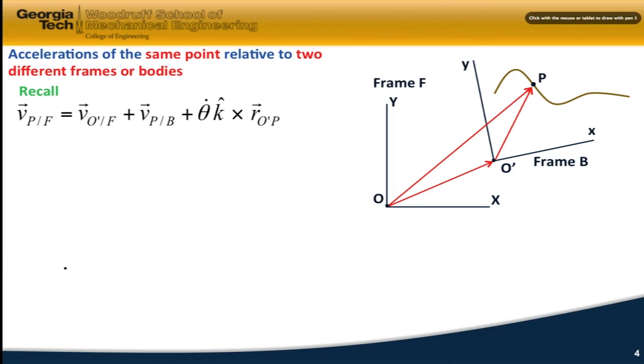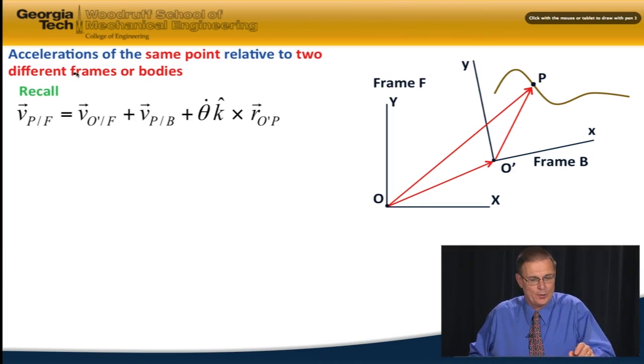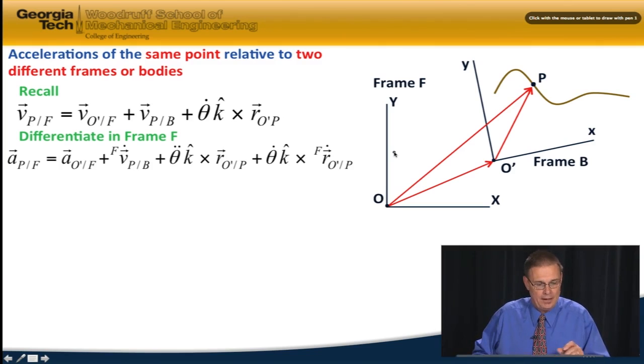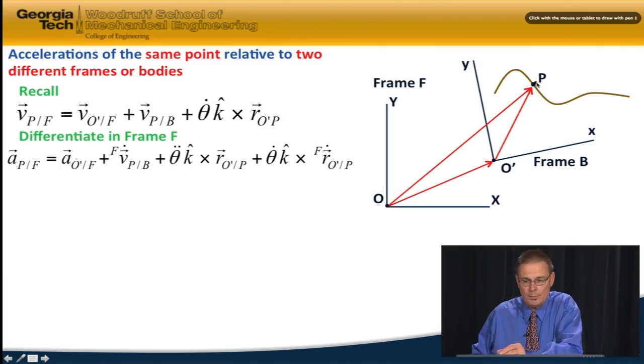Okay, let's continue on then and find the acceleration of the same point relative to two different frames. I want you to begin by recalling the velocity of the same point with respect to two frames, which we've already developed. We're going to take the derivative of that, but we're going to differentiate in frame F. When I do that, the derivative of P with respect to F is going to be what we call the absolute acceleration of P.